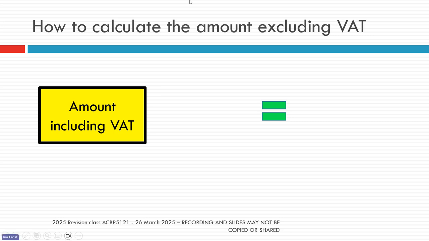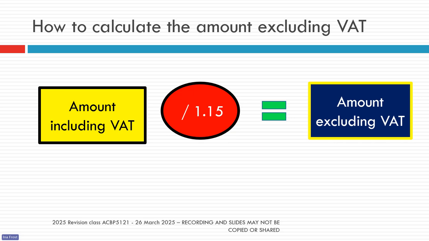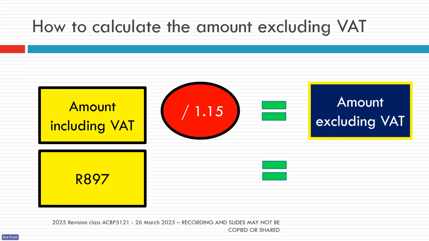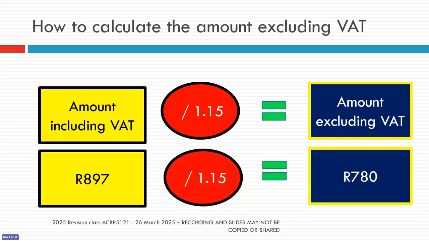Okay, so let's see if I agree with that calculation. If I'm giving you the amount including VAT, how will I get to the amount excluding VAT? I'm now going to divide by 1.15. So if you have the amount including VAT, then we divide by 1.15. Let's quickly see if that gives us the answer. And yes, spot on. Well done to the students who did post their answers and were able to get to the 780.